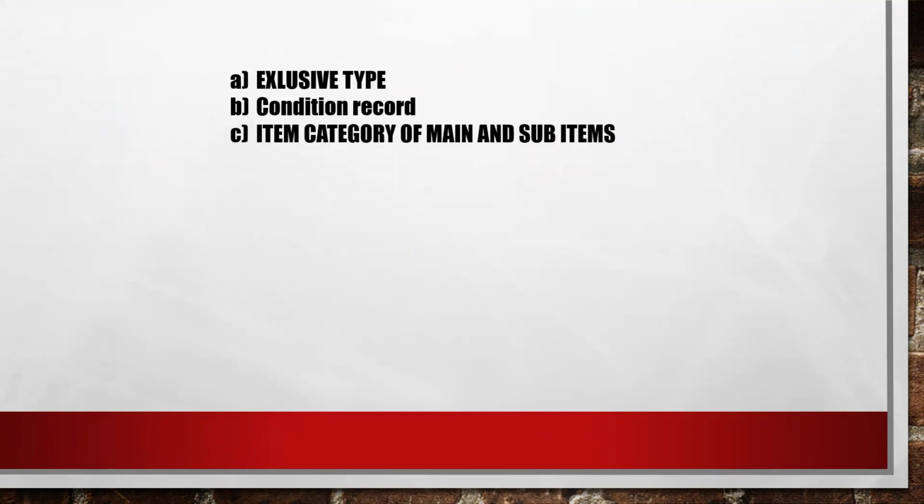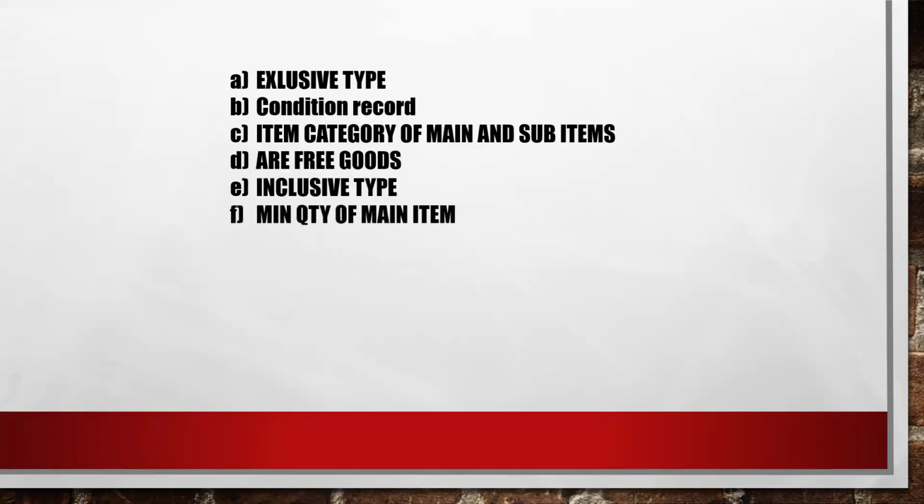Let's read the options. So A, exclusive type. B, condition record. C, item category of main and sub items. And D, are free goods. E, inclusive type. F, minimum quantity of the main item. And calculation rule. That's it. All these are the different options available.